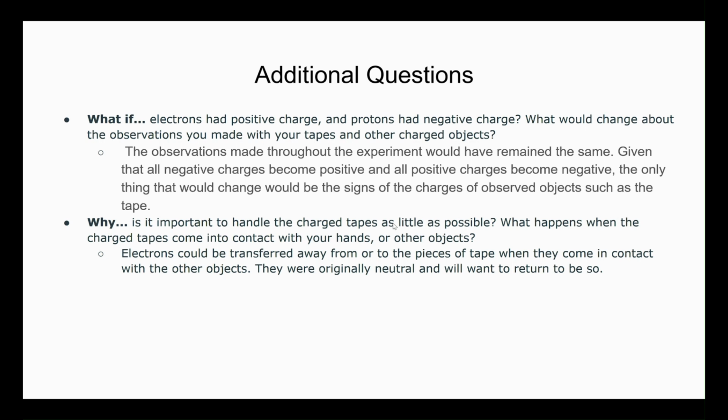As far as additional questions are concerned, if electrons had positive charge and protons had negative charge, what would change about the observations you made with your tapes and other charged objects? They would largely be the same. All the interactions would be the same. The only thing that would really change would be the sign on the objects that had a net charge, as specified by the question, but their interactions with one another would be the same. If the pieces of tape were positive, positive, negative, negative, they would still repel, so they'd be the same.